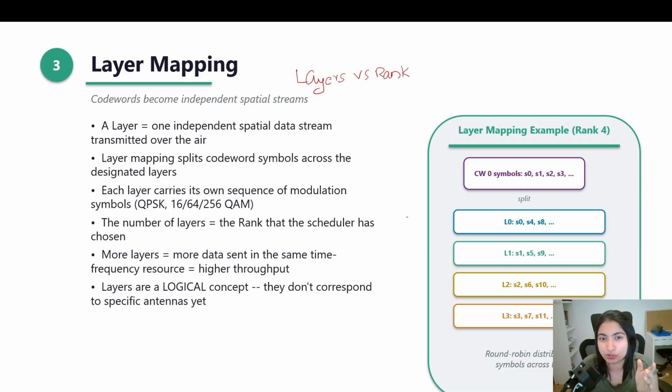In our factory analogy, think of layers as the conveyor belts that are in operation. Rank represents the total number of conveyor belts that are available. Out of this, some may be in function, some may not be in function. Think of layers as the ones that are in function. So the number of layers has to be always less than or equal to the rank of the channel. And the rank of the channel again depends upon the number of transmit and receive ports of the gNodeB.